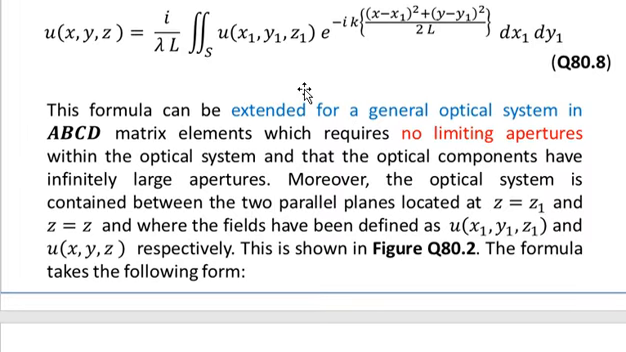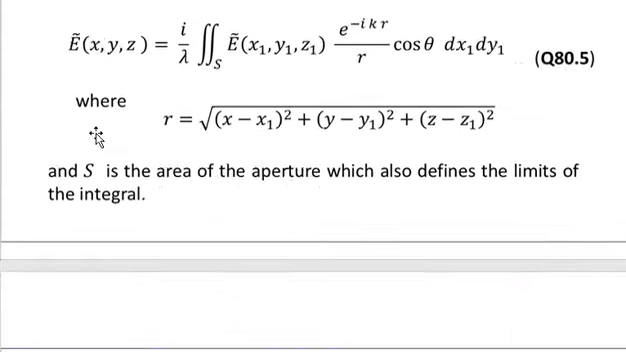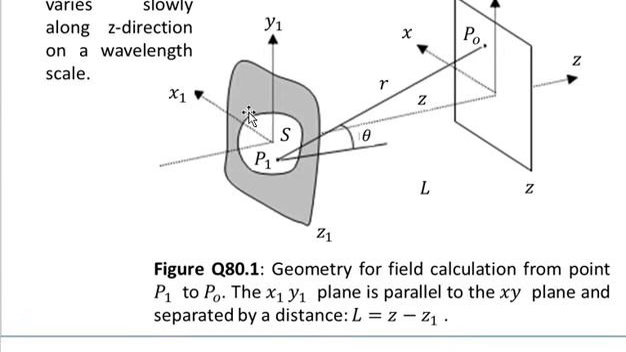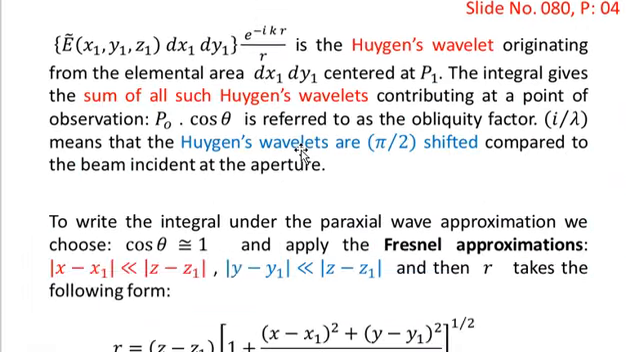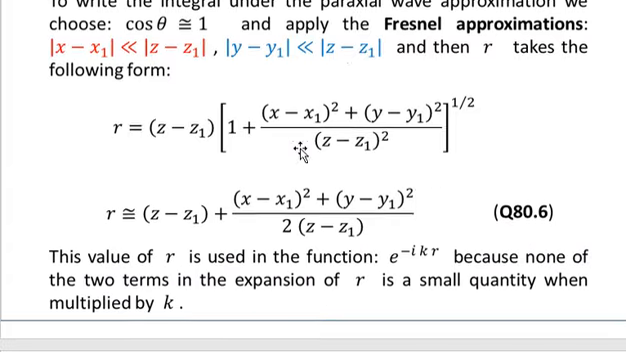So you see that this is the integral which we can use in order to calculate the field at the point P naught, that is the point of observation. So the field at the point of observation can be calculated due to the field contributions from this whole surface S. And we are using Paraxial approximations and the Fresnel approximations.